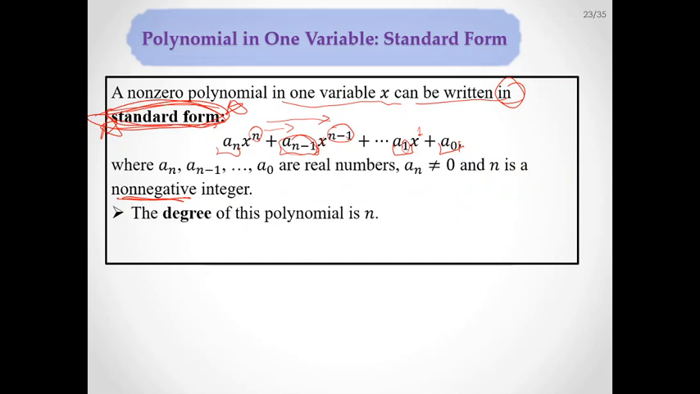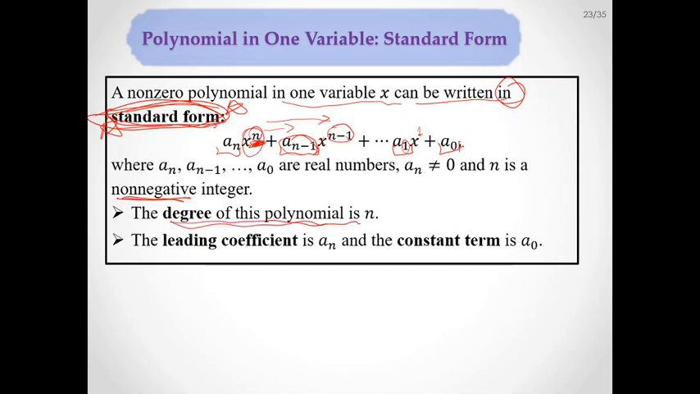And the degree of this polynomial is, of course, the degree of the highest degree monomial. So the degree of the polynomial is n. And the leading coefficient, okay, this phrase is also important. The leading coefficient is the coefficient of the term with the highest power, so a sub n, and the constant term, if it exists. Sometimes, if it's not there, we say it's 0, but you can see a non-zero number here without x, so we call it the constant term of a polynomial.